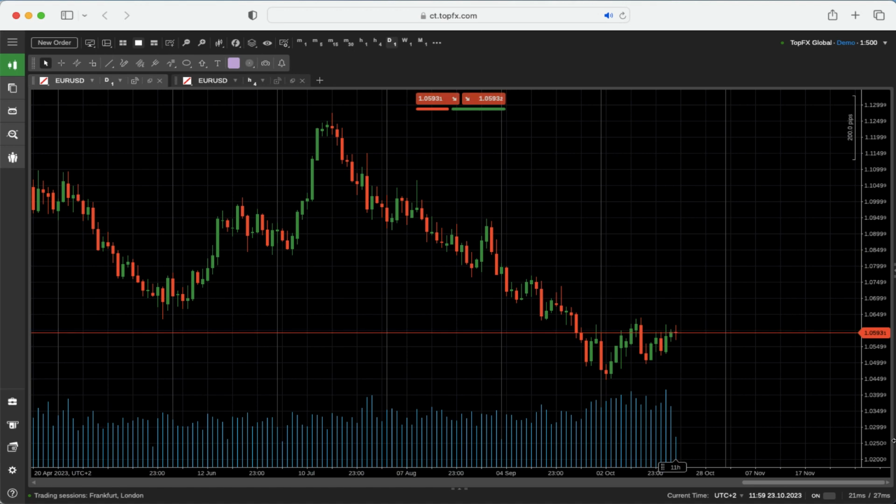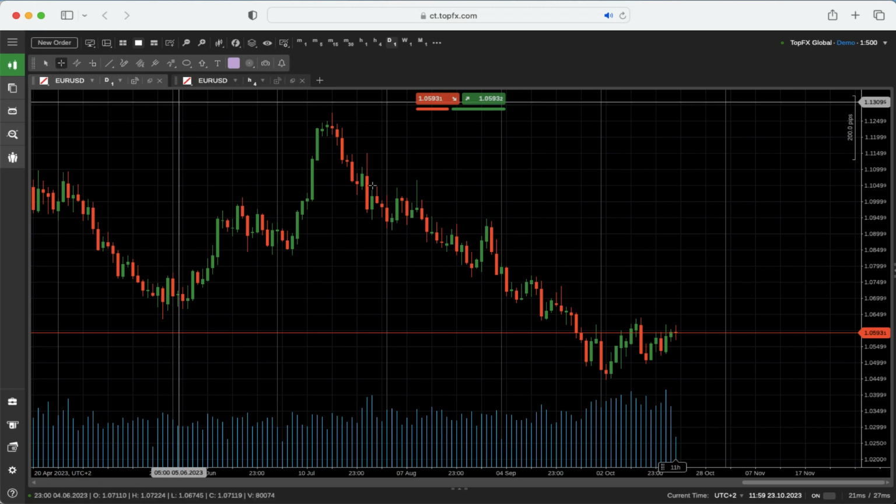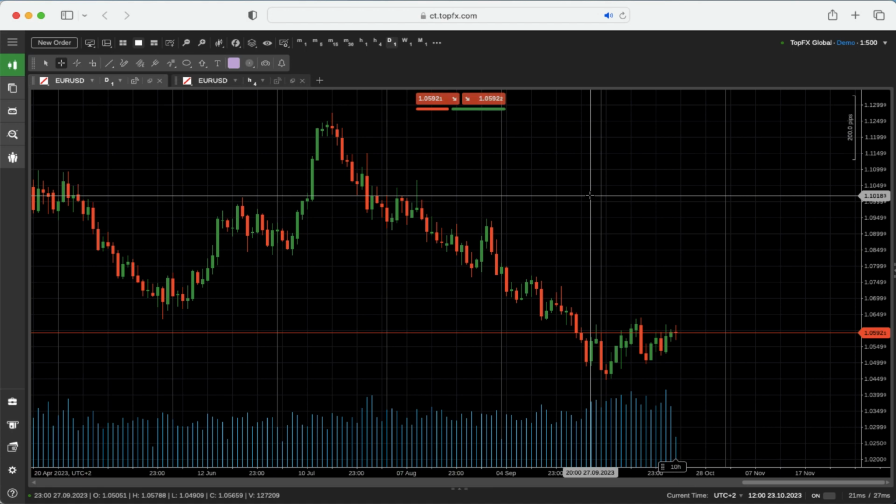Today, we are going to talk about the Heiken Ashi chart, which is another type of chart you can find in cTrader. Heiken Ashi literally means "average bar" in Japanese, and it's an offshoot of the candlesticks technique.